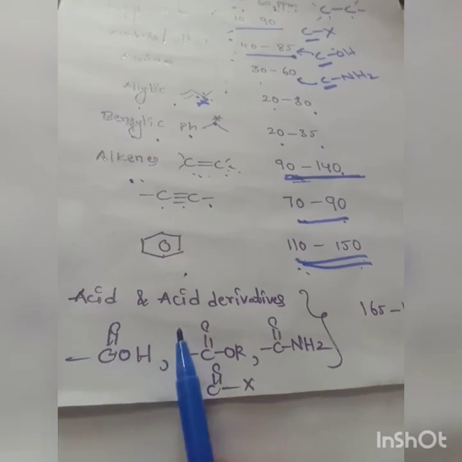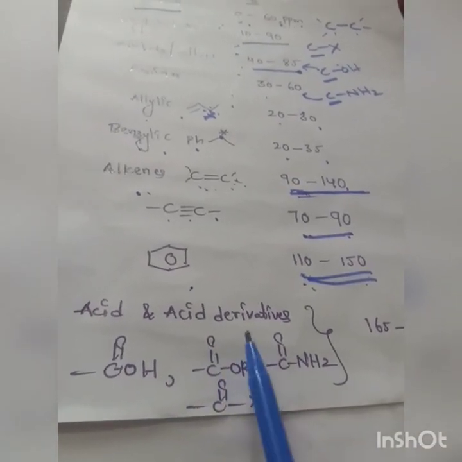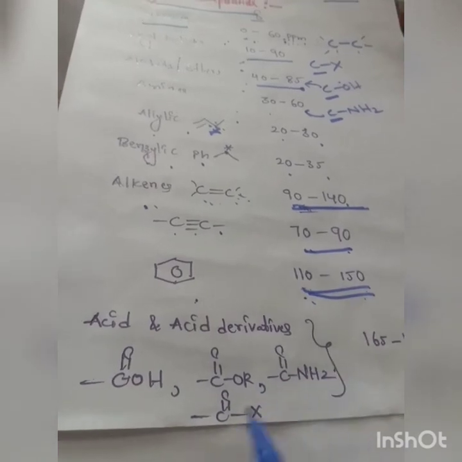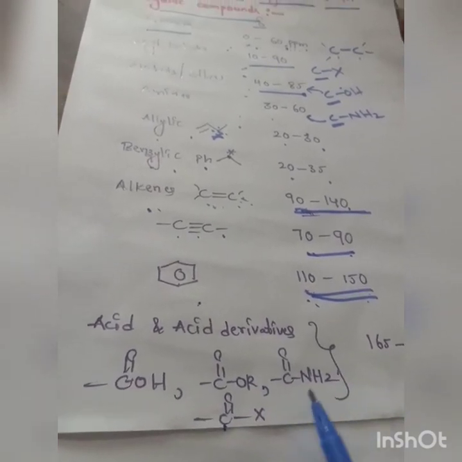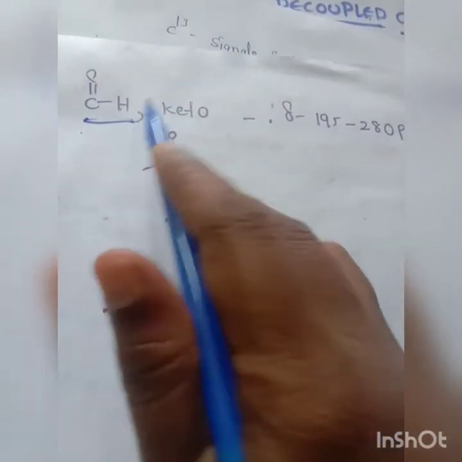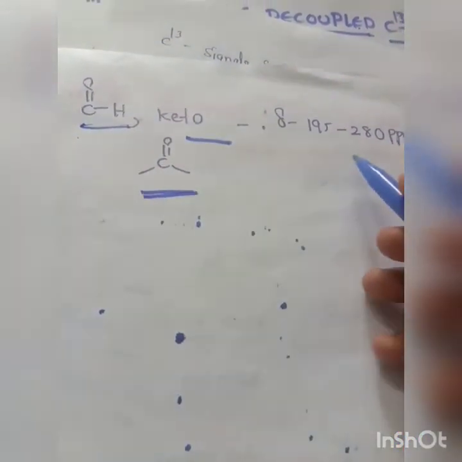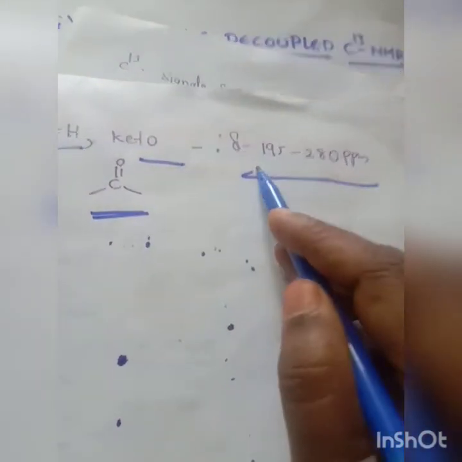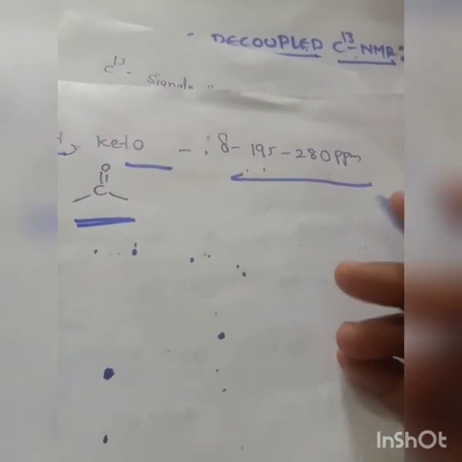Next, acid derivatives like carboxylic acids and their derivatives such as esters, amides, acid halides and anhydrides. All derivatives of acids have a chemical shift of 165 to 185. And the keto group, keto and aldehyde, simply the C double bond O containing functional groups, have 195 to 220 chemical shift in C13 NMR. So chemical shift values are very, very important for the identification of organic compounds and for interpreting the complete C13 NMR spectra. Okay, so these are the chemical shift values.